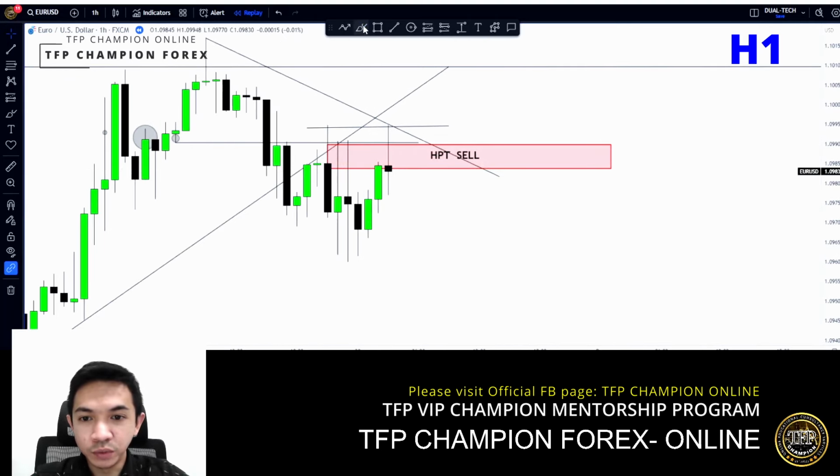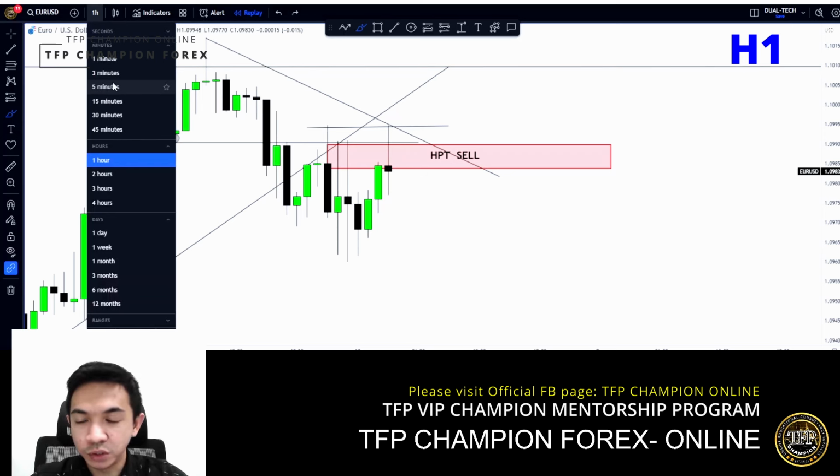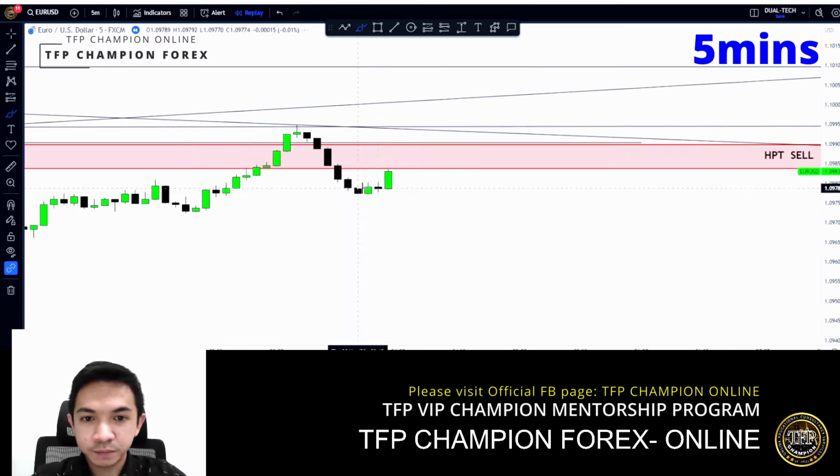So, ngayon, yung view na to titingnan natin yan sa lower time frame, execution time frame natin. Kasi besides, nasa loob na rin ako ng HPT sell ko. So, I am on a high probability selling area. So, mas gusto ko lang mas maganda yung risk reward. So, kaya bababa pa ako ng mas mababang time frame for me to scalp the market on a 5-minute execution. So, pupunta tayo ng 5 minutes.